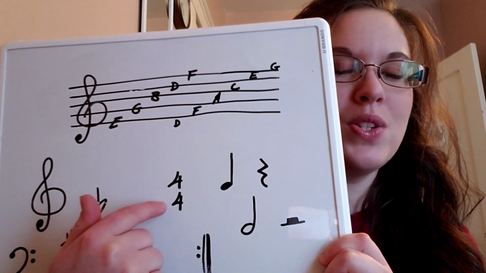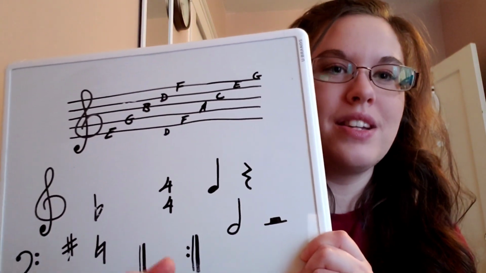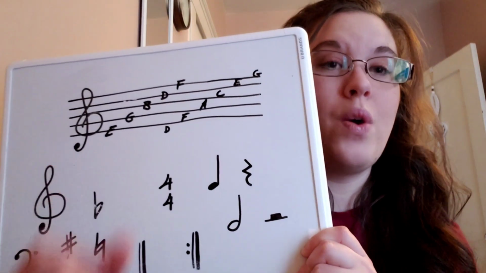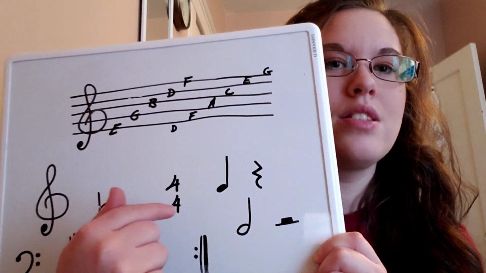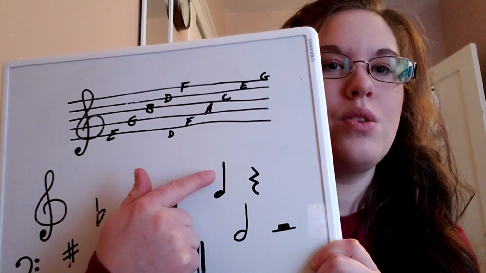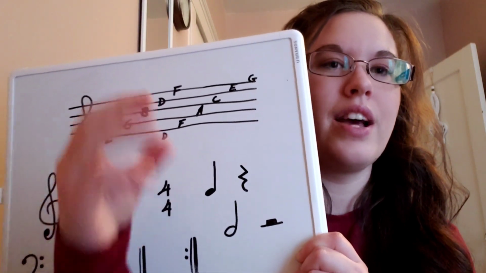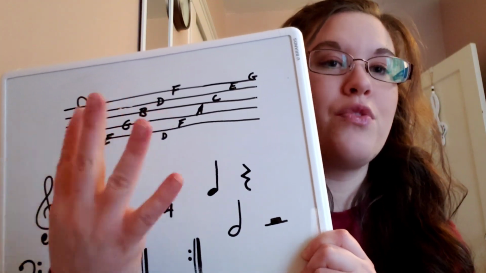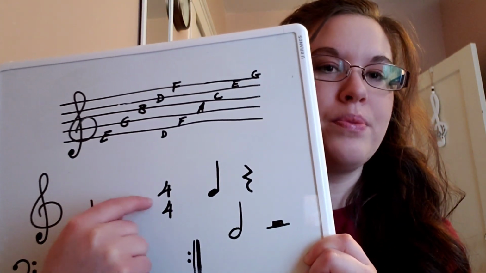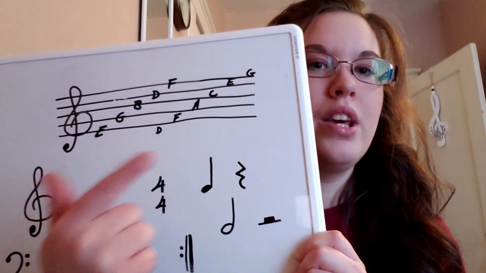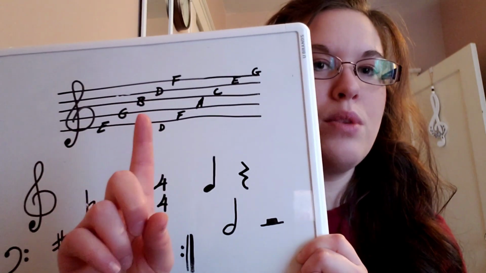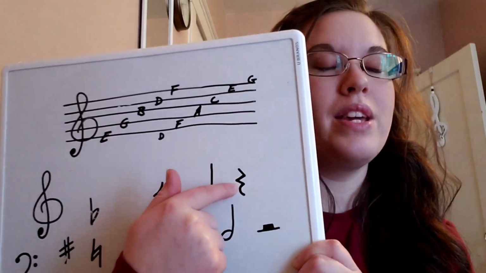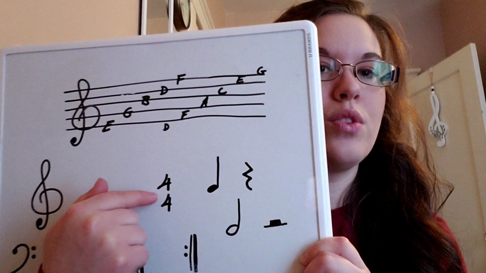And then the bottom number symbolizes what kind of note gets 1 beat. So the 4 on the bottom symbolizes 1/4 of a whole note. So that would be a quarter note. The quarter note is what gets 1 beat, like that. So 1, 2, 3, 4. There would be 4 of those per measure in 4/4 time. So this is a quarter note that gets 1 beat in 4/4 time, and this is a quarter rest. That's 1 beat of silence in 4/4 time.